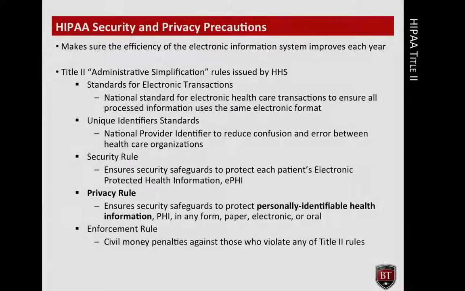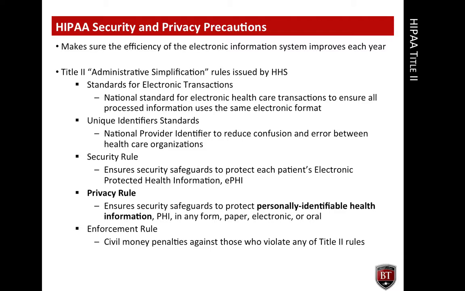Title II of the Health Insurance Portability and Accountability Act ensures the efficiency of the electronic information systems concerning healthcare transactions every year. Title II has specific administrative simplification rules that are issued by the Department of Health and Human Services. The first rule is a standard for electronic transactions. This is a national standard for electronic healthcare transactions that is meant to ensure that all processed health information uses the same electronic format so that an individual's health information can be shared, when authorized, with providers across the country.